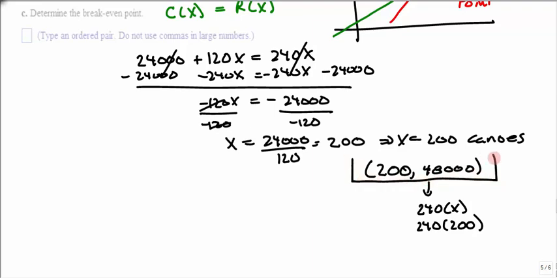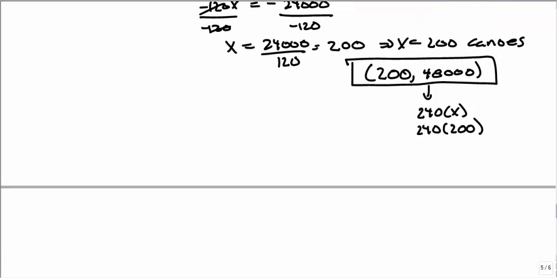So I sell 200 canoes, my cost is 48,000. If I sell 200 canoes, I bring in $48,000. And so I've covered all the costs of doing business. Now we want to know, what does this break-even number mean? So they give us several options to choose from in order to interpret this break-even number.